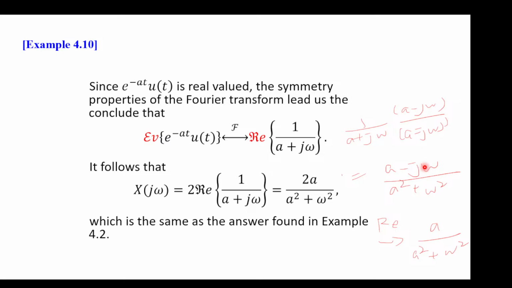And you can do some complex number calculation and see that the real part of 1 over a plus j omega is a over a squared plus omega squared. And if you do the direct integration calculation, then you will see that this is the same answer. Okay, so that's a little trick you can use with this real and even odd analysis to get some Fourier transforms. Okay, question.